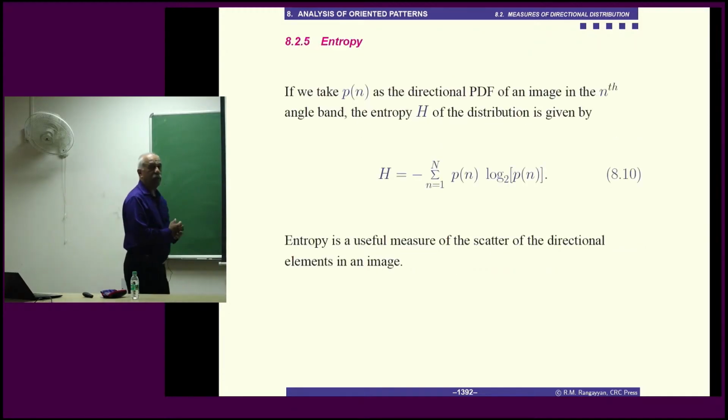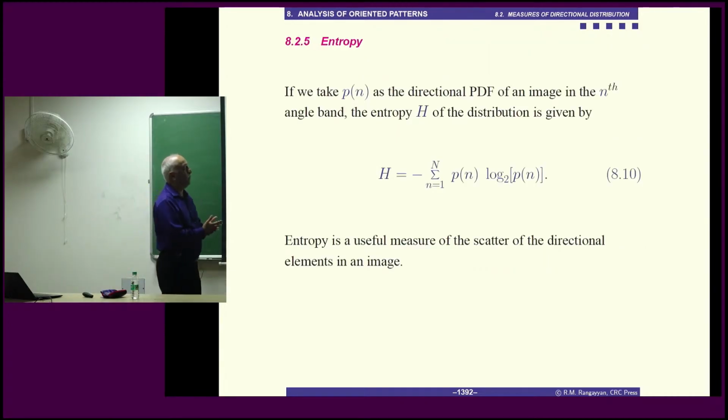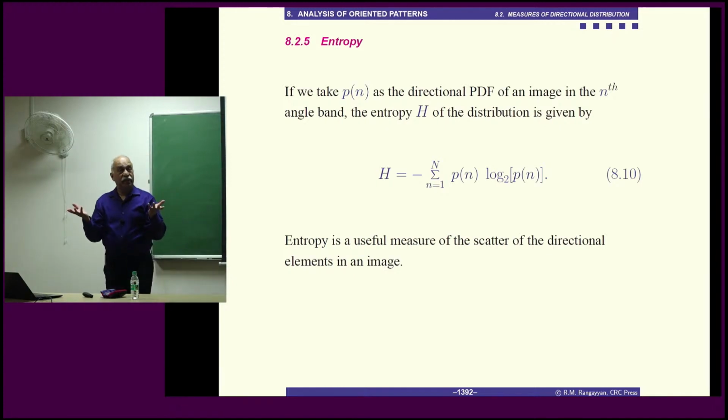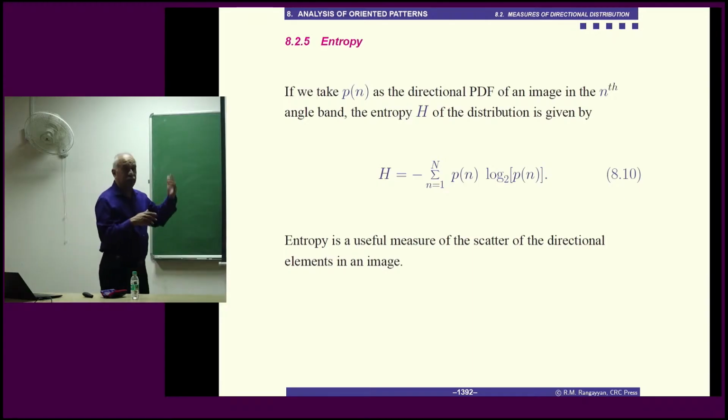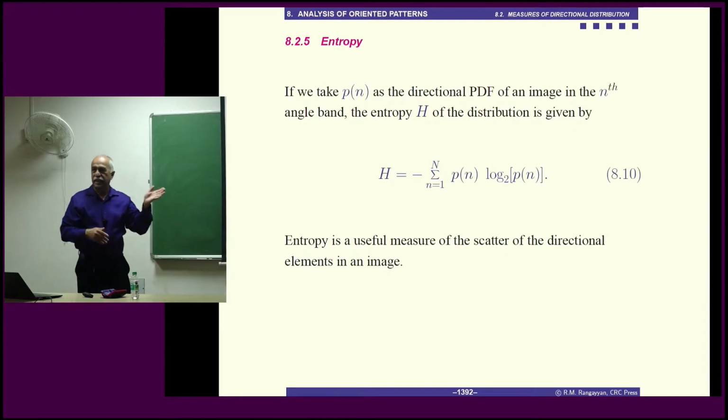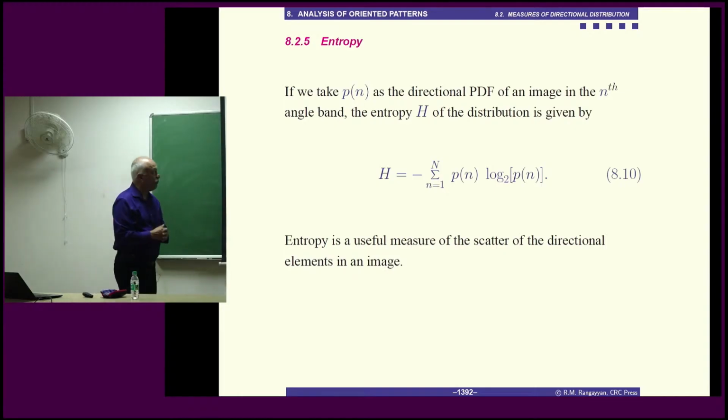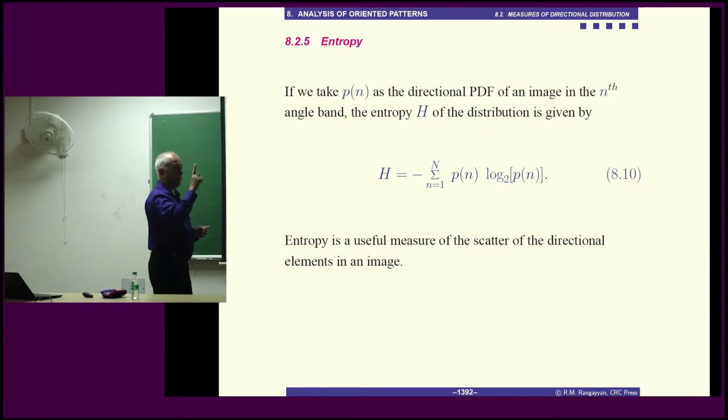You can take entropy, like we have seen before, Pn log Pn. If it is uniformly distributed, it has no preferred orientation, it is isotropic. Then the entropy is maximal. If energy is concentrated in only one angle band, there is preferred orientation, then entropy is small, or minimum if it is exactly one band.